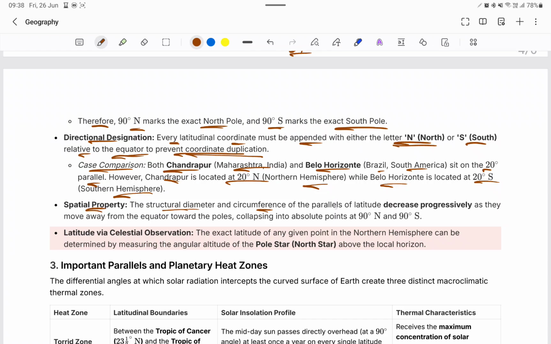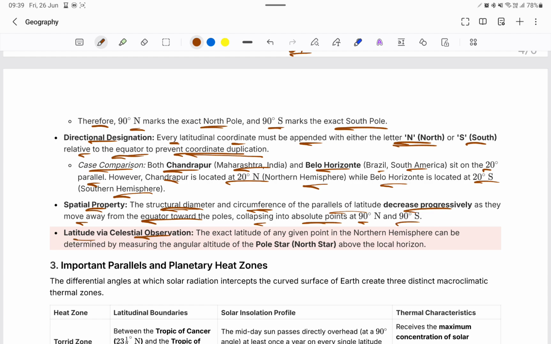A special property: the structural diameter and circumference of parallels of latitude. So we have parallels of latitude, and their structural diameter and circumference decrease progressively as they move away from the equator towards the pole, collapsing into an absolute point at 90 degrees north and 90 degrees south.